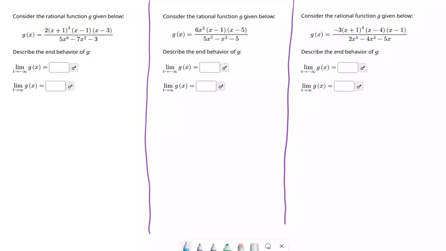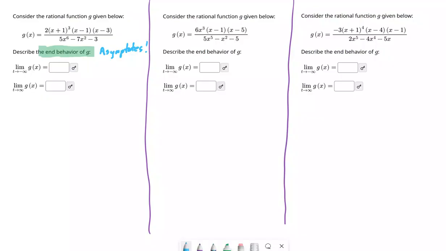You've probably seen rational functions before, probably worked with them in algebra and graphed them, but you may not be familiar with this phrase, end behavior, with a rational function. I'm sure you've seen it, but we usually call it something different. We call it an asymptote. These are asymptotes. They're horizontal, or they're oblique, or slanted, diagonal.